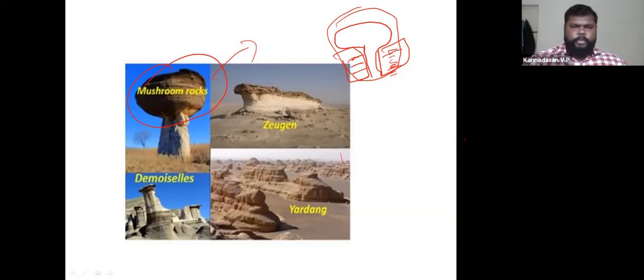More vulnerable to erosion. The entire rock is made up of the same minerals only. But why is the lower part more vulnerable to erosion? It is more vulnerable, that is true. But why?